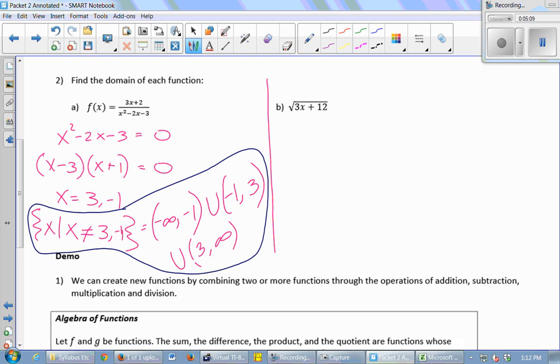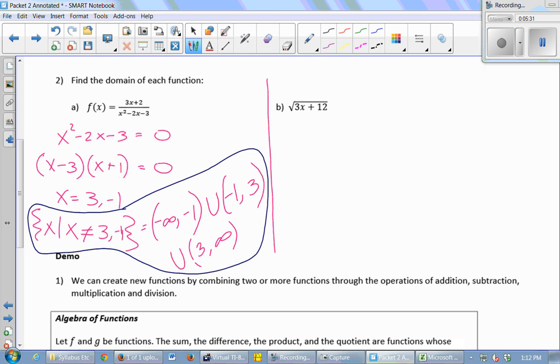Okay, so that's when you have a fraction. To deal with domain, you have to think about what will make the denominator 0, and you have to exclude those values from the domain. What about square roots? What can you not have? What's not allowed with a square root? Negatives. Okay, so I have to make sure 3x plus 12 is always positive.